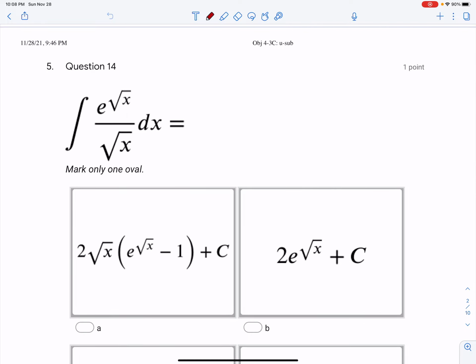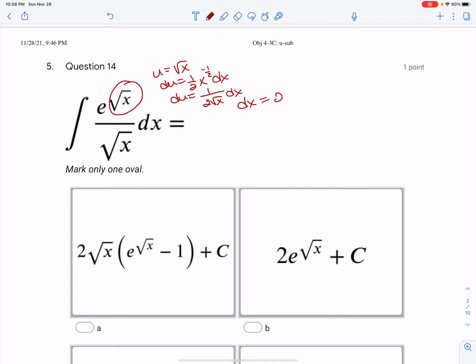Okay, so this one's a little interesting. So I'm letting u be equal to the exponent. So u is equal to root x. So du is equal to 1/2, oops, not u, just kidding. x to the negative 1/2 dx. So then du is equal to 1 over 2 root x dx. So dx is equal to, just kidding, equal to 2 root x du.